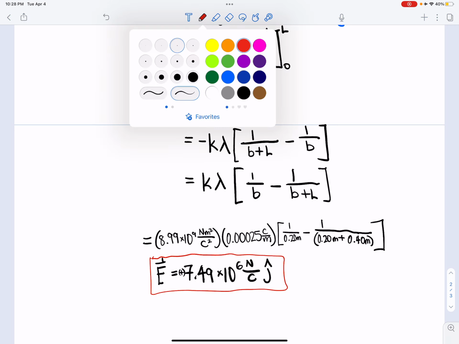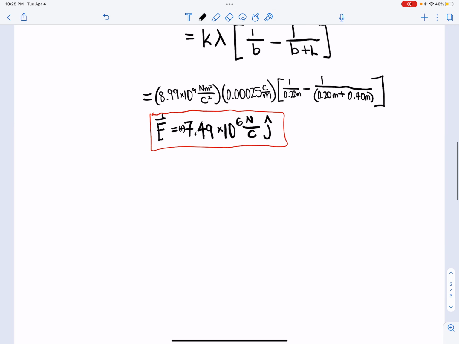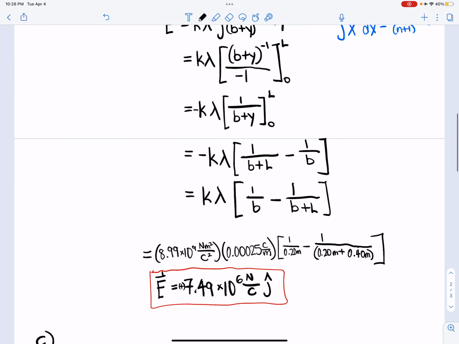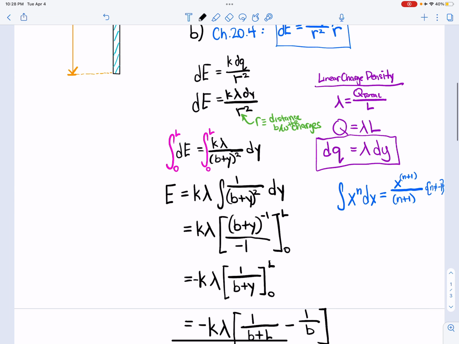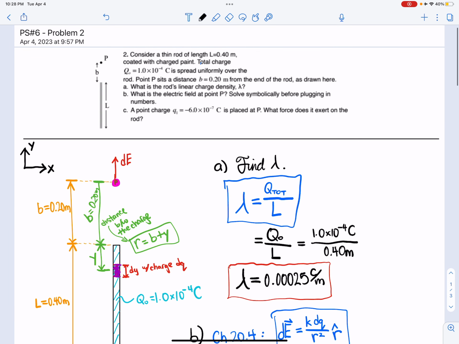Okay, now moving on to part C. So that's our final answer for part B. We found the total electric field, or the electric field at point P, okay? So part C is saying a point charge of Q1, which is equal to a negative 6 times 10 to the minus 7 coulombs is placed at P. What force does it exert on the rod?